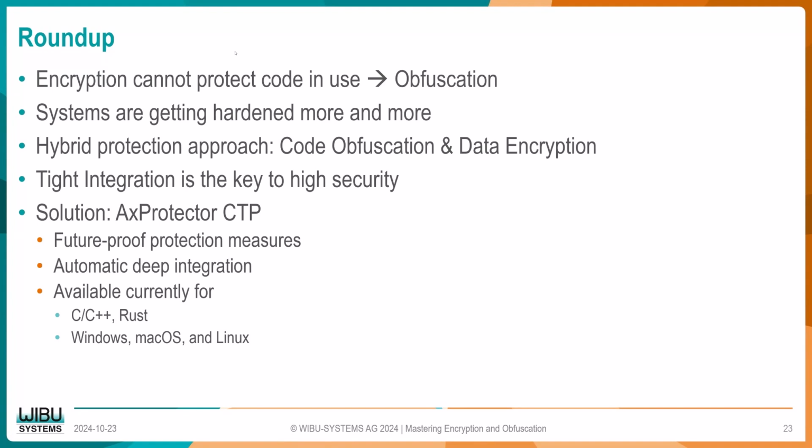And the solution that we showed you today is AxProtector CTP, compile time protection. And we think it's a future-proof mechanism because it relies on obfuscation and data encryption and no longer on code encryption. There is an automatic deep integration. We saw, especially with the CodeMoving, that we can do this very, very easily with attributes. We can also do the modular protection easier than with the classic AxProtector. And currently it's available for C, C++, Rust, and I think Swift will come soon, and Windows, Mac, and Linux operating systems.